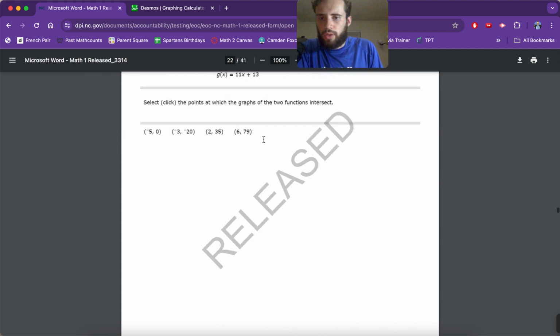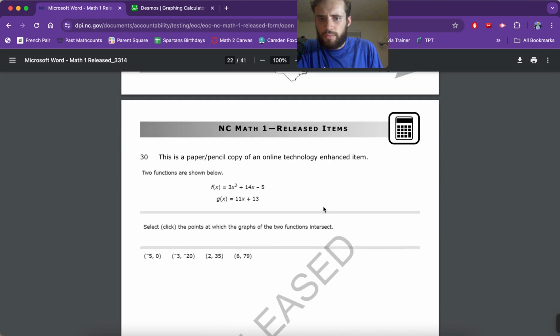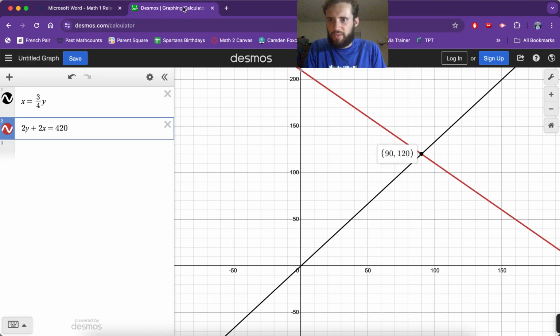All right, number 30. All right, two functions are shown below. Click the points at which the graph of the two functions intersect. So this one, you know, again, way easier with Desmos. 3x squared plus 14x minus 5.